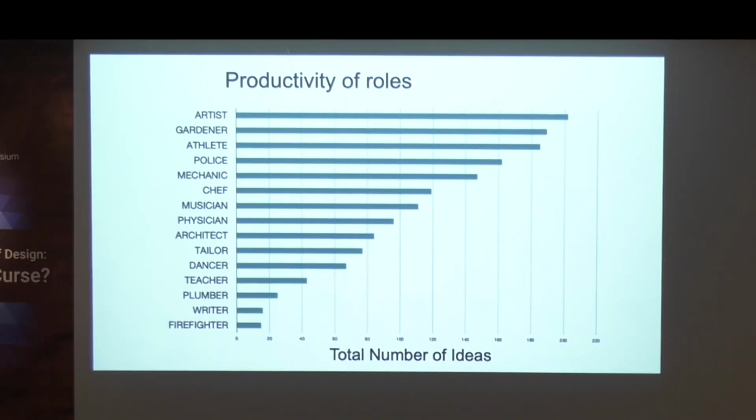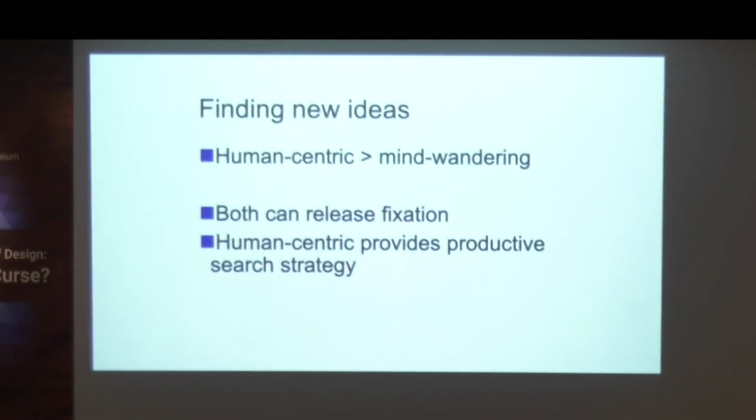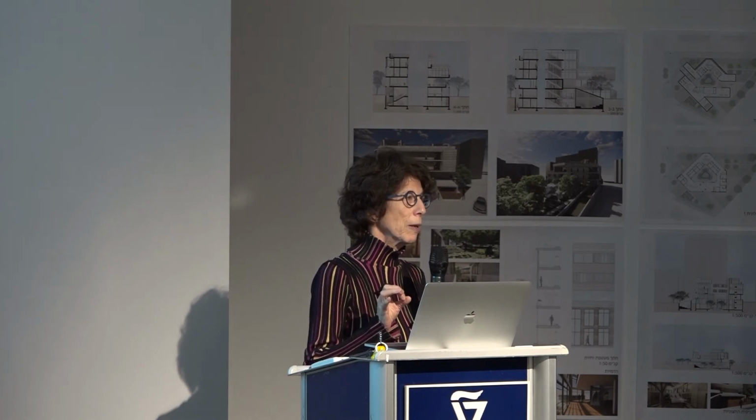For those of you who are interested in roles, artist was the top. That led to the most new associations, and firefighter wasn't so good. So human-centric is better than mind wandering. Both can release fixation, but human-centric provides a search strategy. So it's not just eliminating old associations, you need a way to search for new ones. Human-centric might not work for everything, but basically human-centric is perspective taking. It's taking different perspectives, and taking different perspectives just might work for everybody.